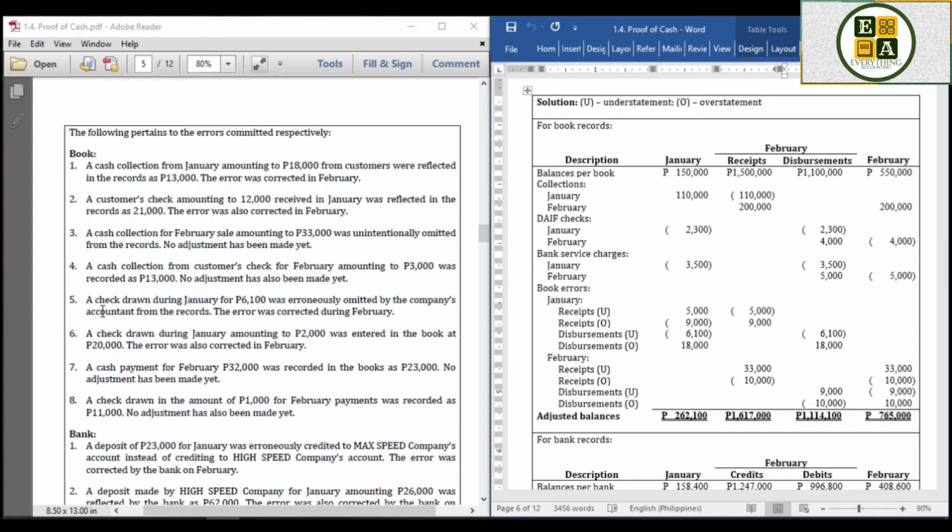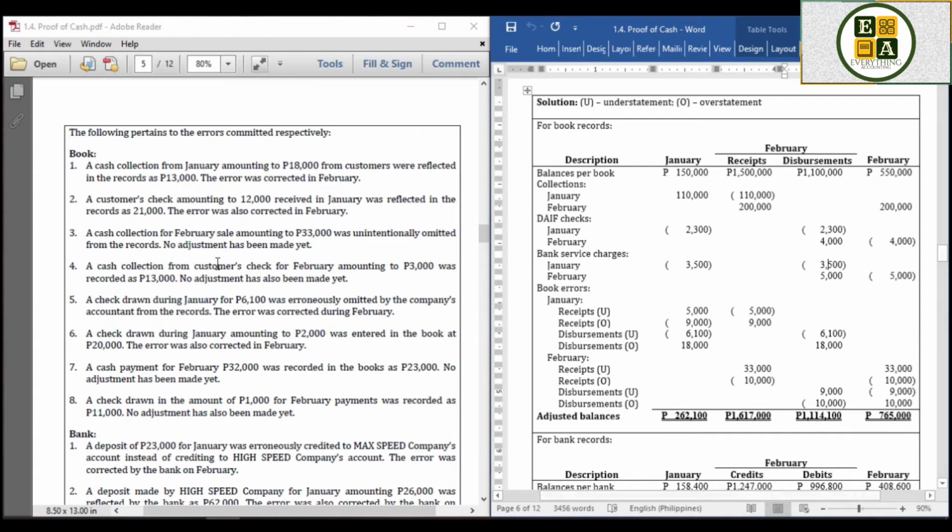Error number 5, a check drawn during January for 6,100 was erroneously omitted by the company's accountant from the records. Okay. The error was corrected during February. Sa January daw yung disbursement na yan. Pero na-correct natin yan sa February. Hindi natin na-record sa January. So, since sa January siya, minus siya sa January column. And since na-correct siya, na-add siya dito sa disbursement, kailangan natin siyang ibawas sa disbursement column.